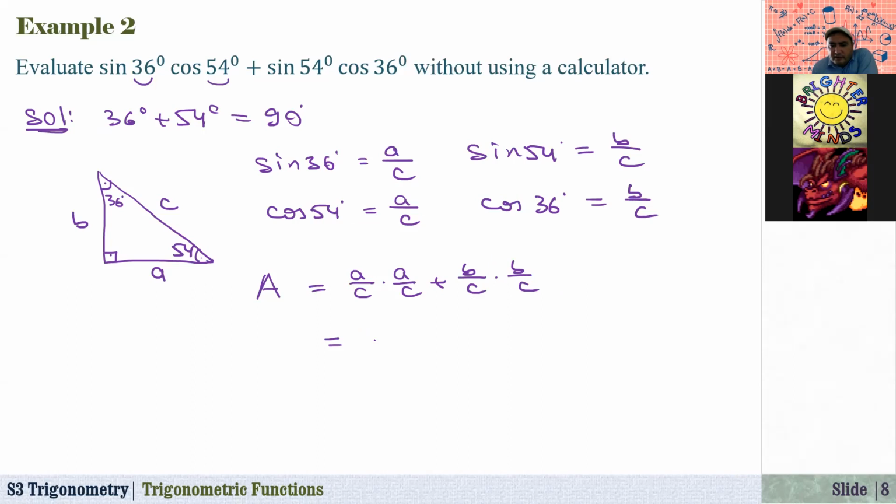Now, if you simplify this, they already have a common denominator, C squared. Here we have A squared plus B squared over C squared. And by the Pythagorean theorem, A squared plus B squared is equal to C squared. So that's equal to 1.